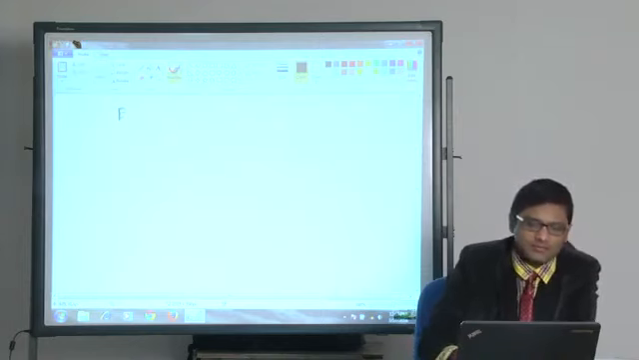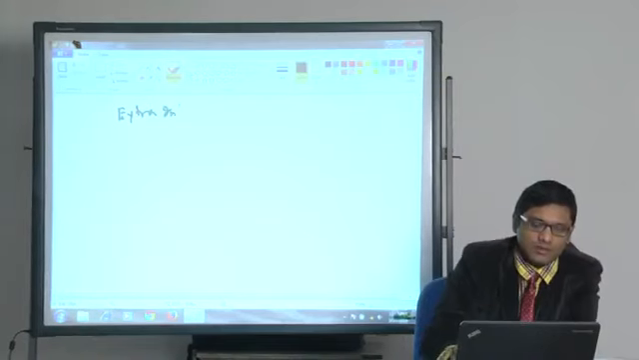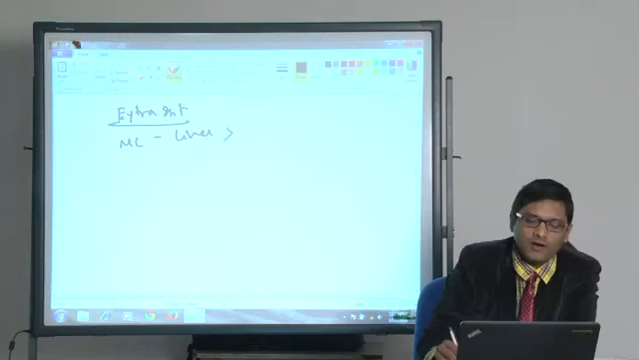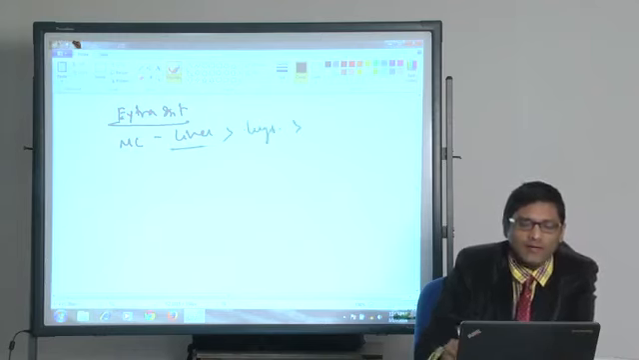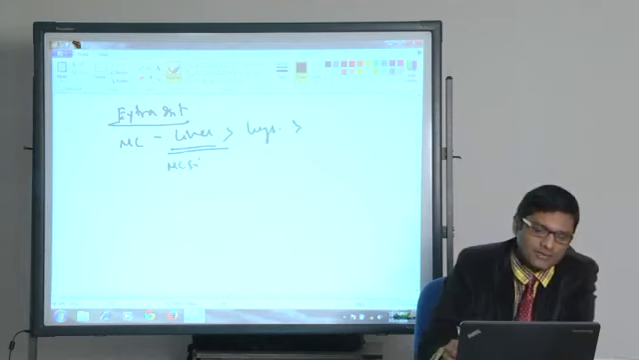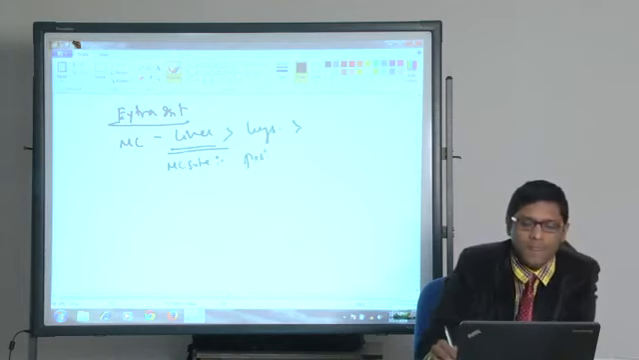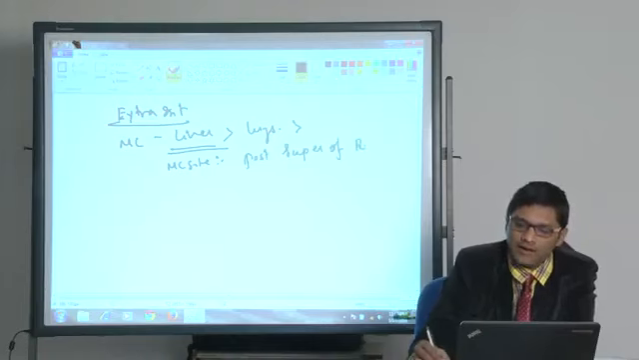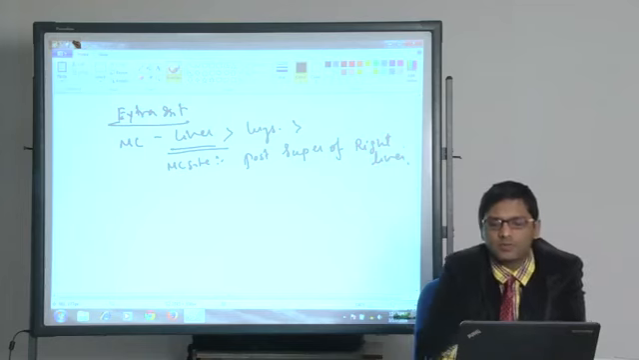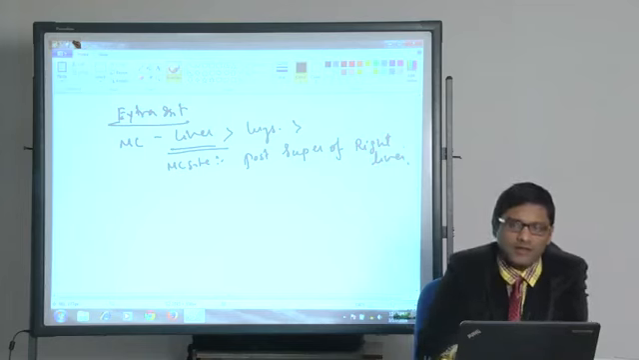extraintestinal amoebiasis, the most common site is the liver followed by the lungs, and in the liver the most common site is the posterior superior aspect of the right lobe. This is the most common site, the posterior superior aspect of the right liver.